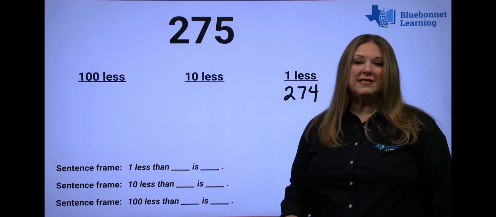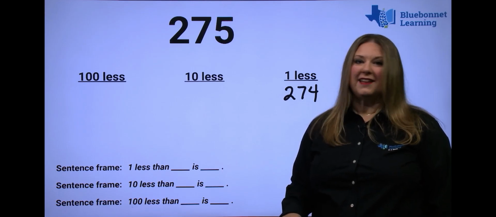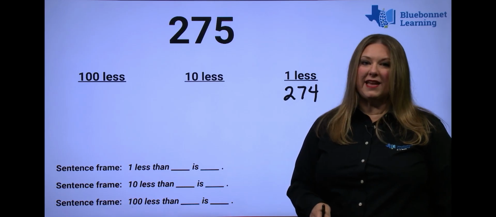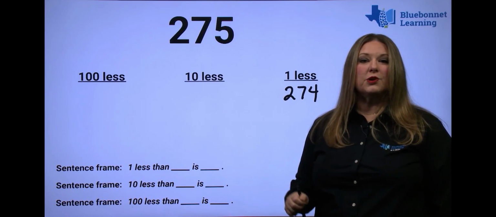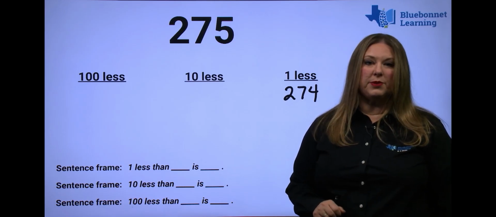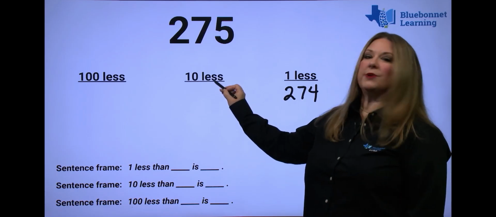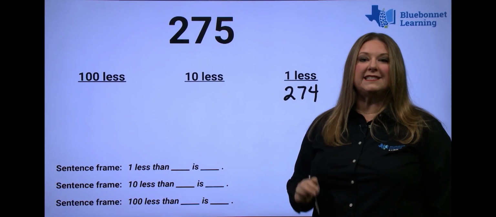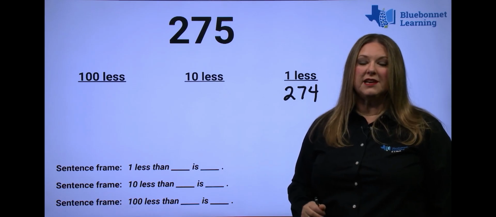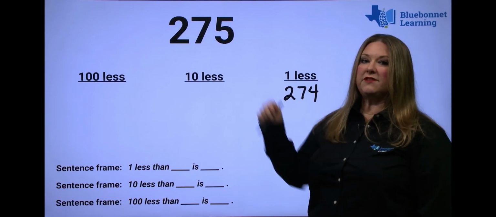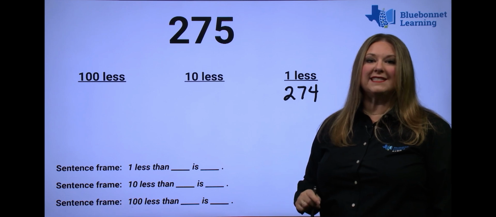What did you do to your ones place? Nothing. What did you do to the tens place? Good, you took one away. And what did you do to the hundreds place? That's right, it stays the same. When we're doing 10 less, only the tens place value changes. So if you were at 275 and you took one away, what is 10 less?